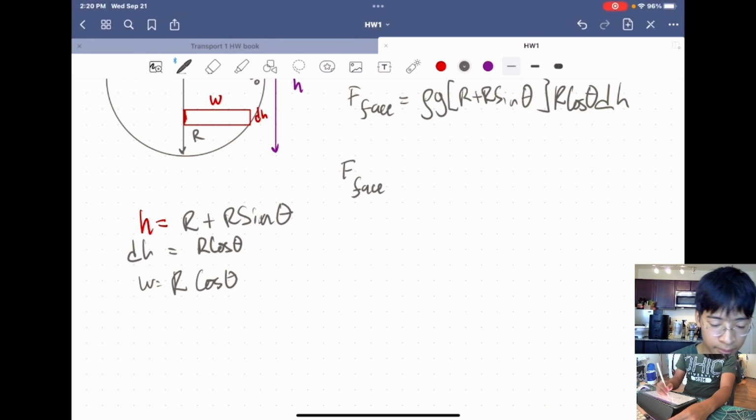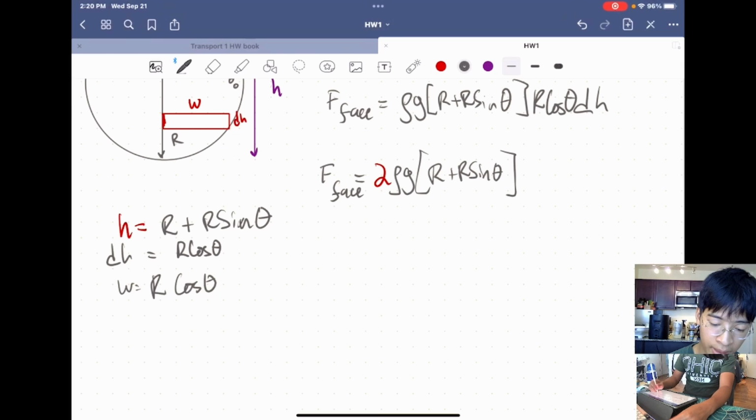So we have our F face. Remember, multiply everything by 2. So don't forget, 2 times rho g multiplied by r plus r sine theta times r cosine theta, and r cosine theta times r cosine theta is what? r squared cosine squared theta. And we're going to have to wiggle this out.